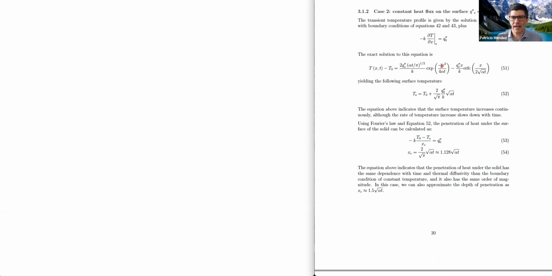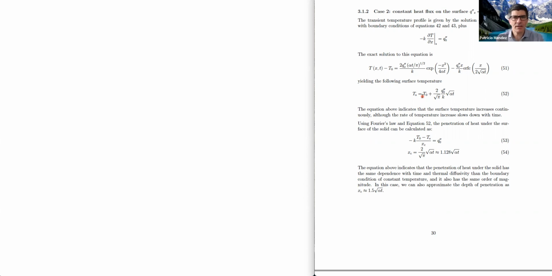Now, if I say x equals 0, I would get the temperature on the surface. And so in this equation 51, when I replace x by 0, this term goes away. This term here, exponential of 0 becomes 1, and I get this value for the surface temperature. And what do we see? That at time 0, the surface temperature is T naught, and as time goes by, the surface temperature increases.